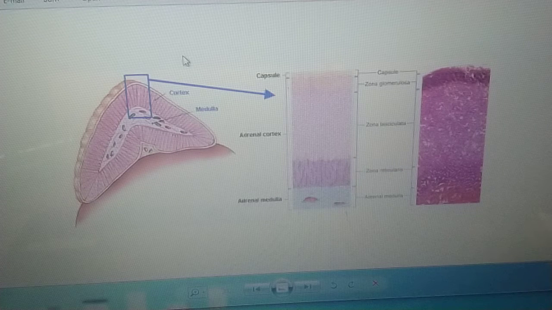Hormones that are secreted by the adrenal cortex are synthesized from cholesterol. All the hormones that are synthesized in the adrenal cortex are from cholesterol. Now corticosteroids, that is corticoid hormones of the adrenal cortex, are grouped in three categories: mineralocorticoids, glucocorticoids and gonadocorticoids. Now mineralocorticoids, these hormones are secreted by the cells of zona glomerulosa of the adrenal cortex.